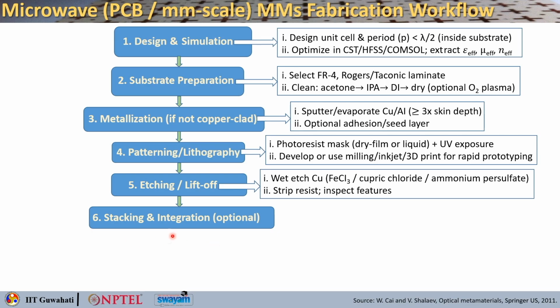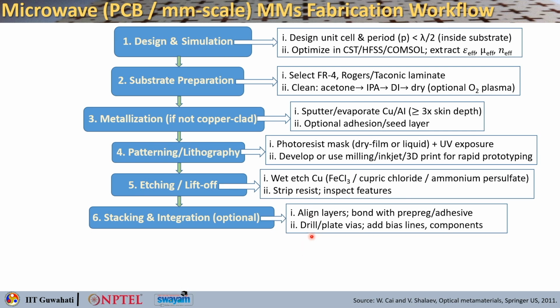And next you can do, if it is required in your design, say stacking or integration. This is required if you have gone for any multi-layer structure. You need to first align the layers and bond them with some prepreg or adhesive. These are basically pre-impregnated laminates. And then you need to drill or plate vias, add bias lines, components into the structure.